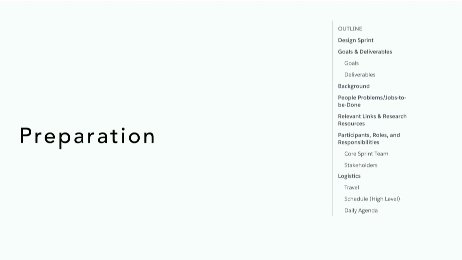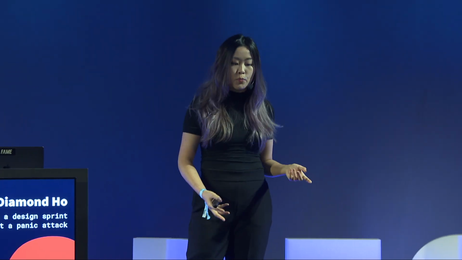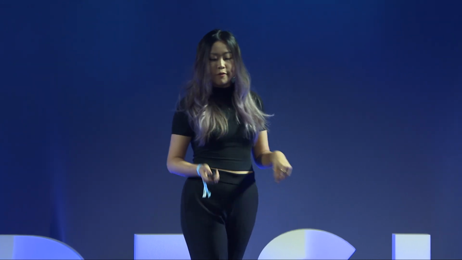So when it comes to the preparation, there are 3 things you need to do. Figure out what is the purpose, who are the people, and then lastly, what's your plan? Purpose. Basically, do you have a concrete problem to run a sprint? You're about to involve like 7, 10, 15 people in your sprint. So do you know what you're trying to do? What is your company or team's mission? What are your goals? What is the deliverable? The deliverable is very important because this is the part where you usually get the buy-in. So be as specific as possible.